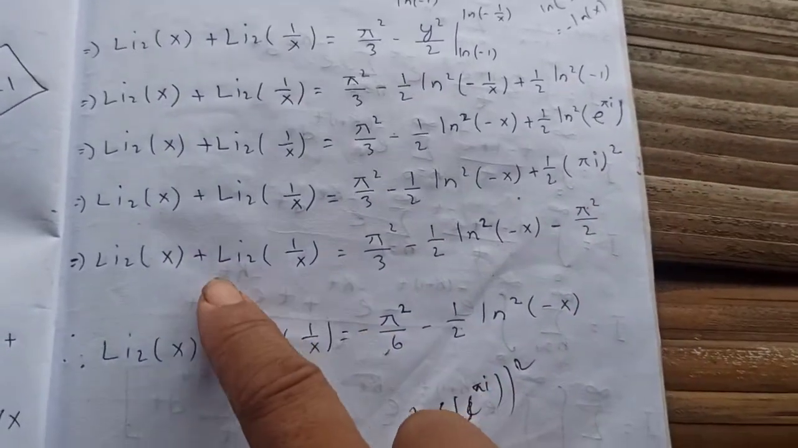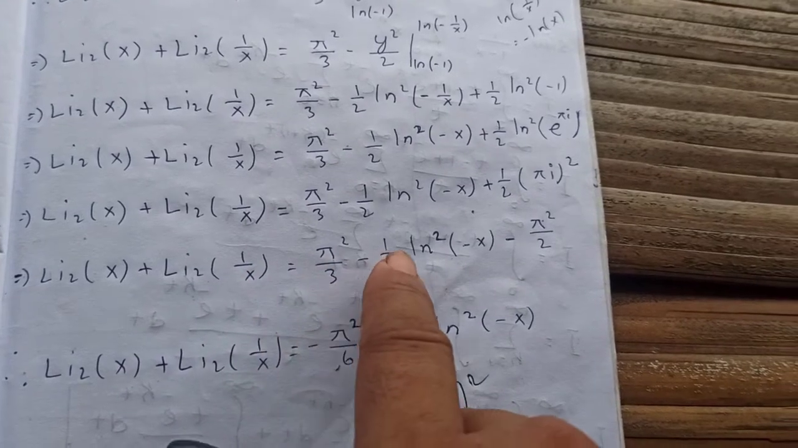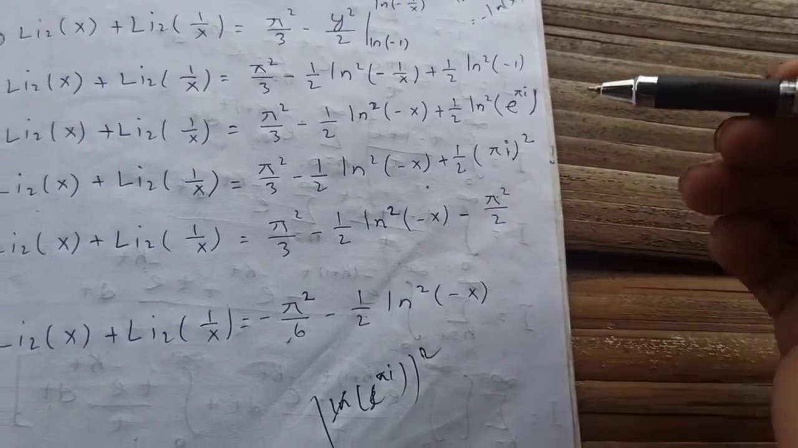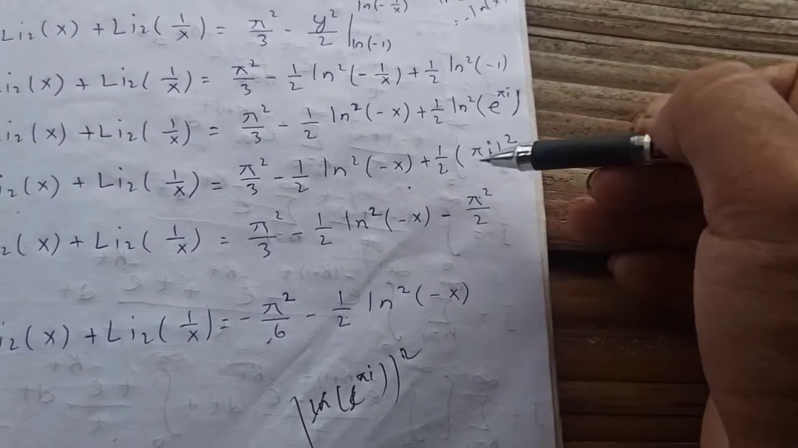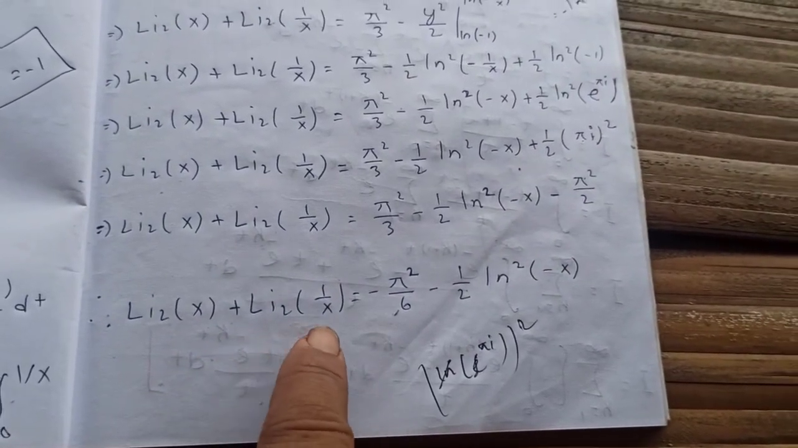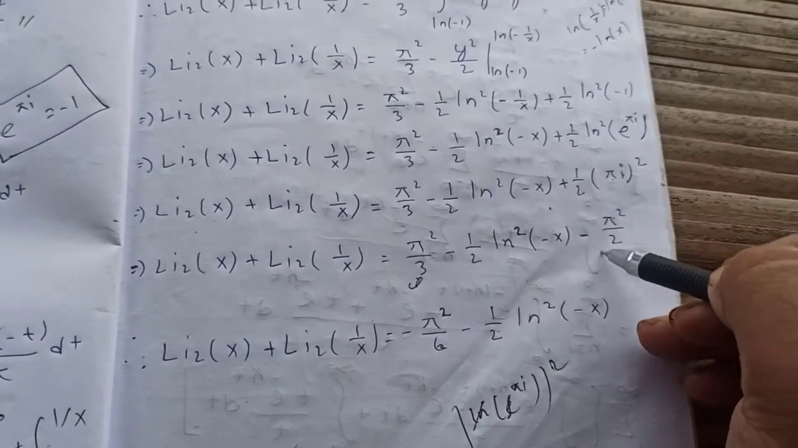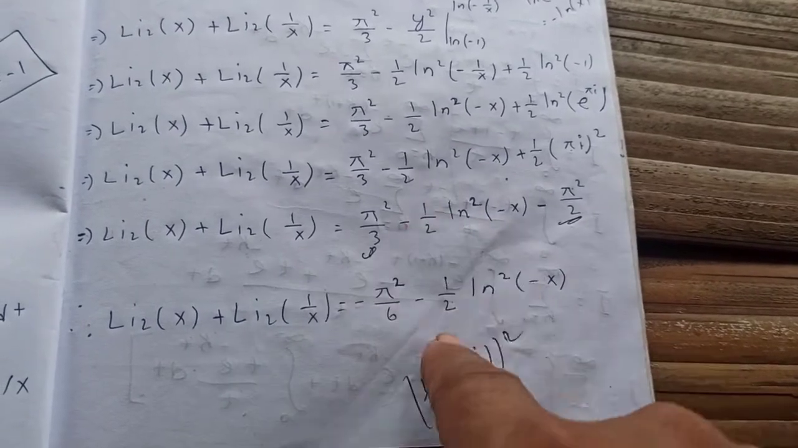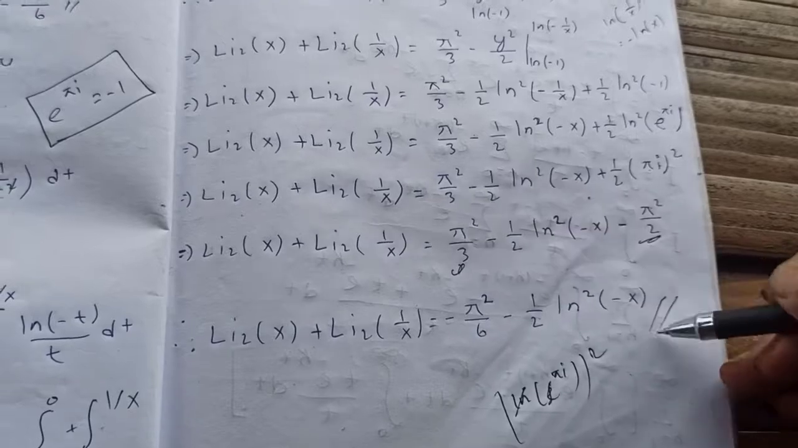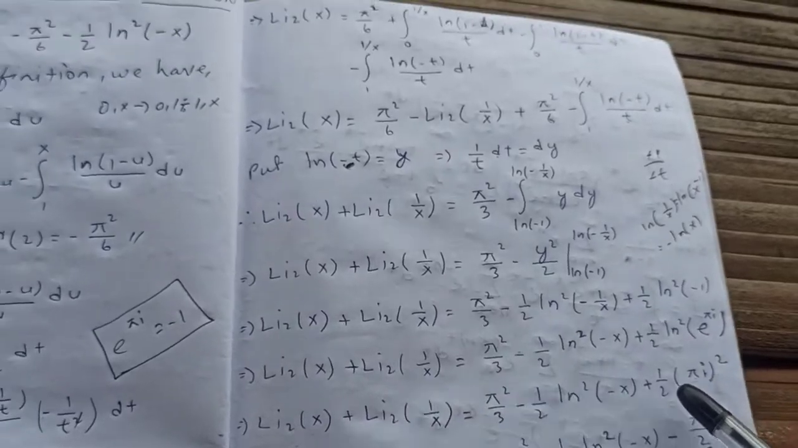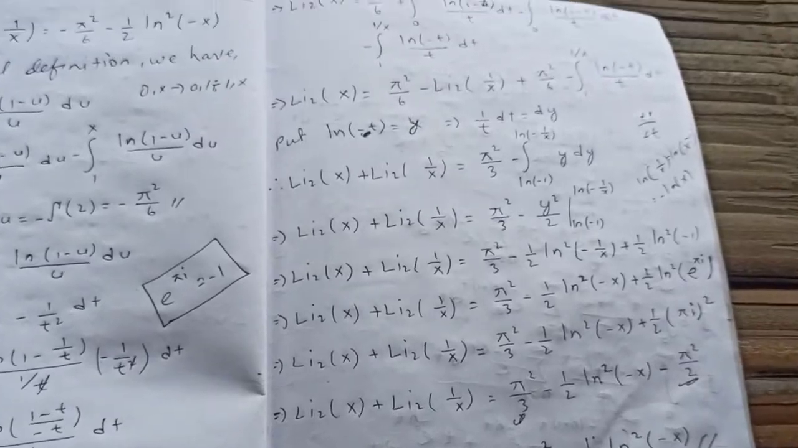So li2 of x plus li2 of 1 over x is pi square over 3 minus half ln square of negative x minus, since I square is negative 1, this pi square over 2. Therefore, simplifying these two, you get negative pi square over 6 minus half ln square of negative x. So this is the fifth identity of the dilogarithm. So that is the proof. I hope you are clear with my explanation.